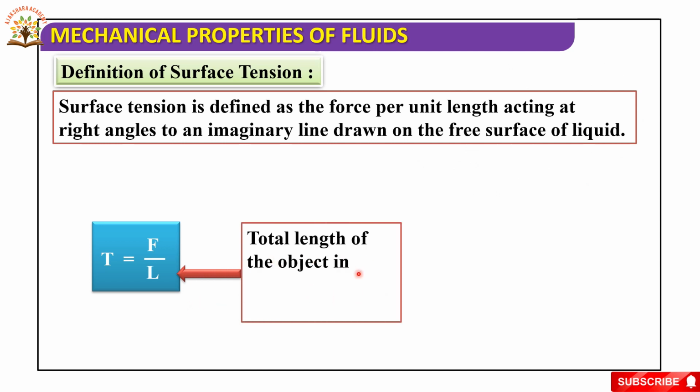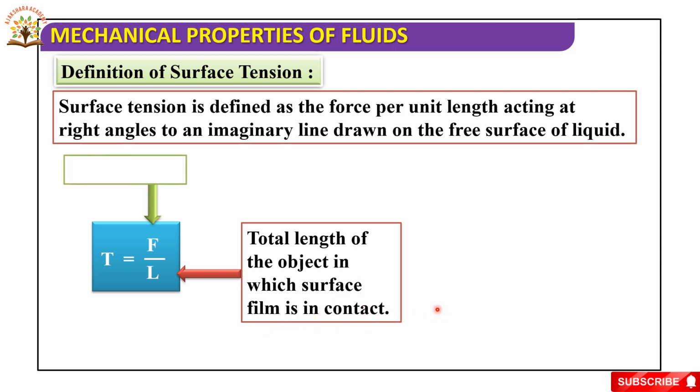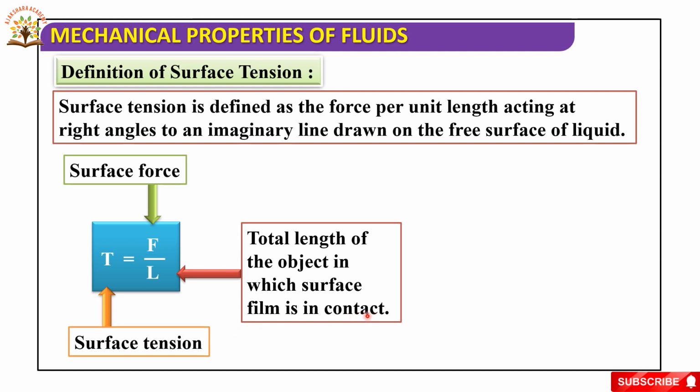L is the total length of the object in which the surface film is in contact. So that is the surface force. F is the surface force, where L is the total length of the object in which the film is in contact, where T is the surface tension.